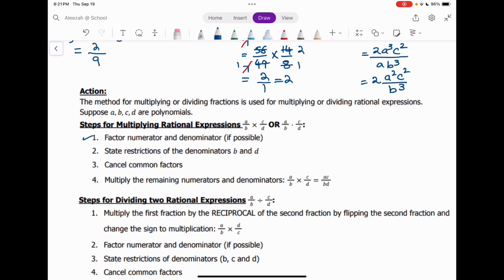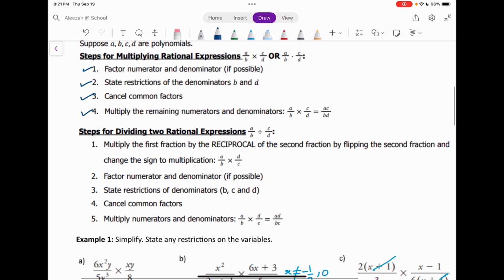Okay, now when it comes to the simple steps for multiplying and dividing rational expressions, the first step is to factor the numerator and denominator if possible, then state the restriction for the denominator, and then cancel out the common factors, and then multiply the remaining numerator and denominator. The same steps apply for dividing, but the only thing is we have to flip our fraction and change it into multiplication, and then we state a restriction after factoring.